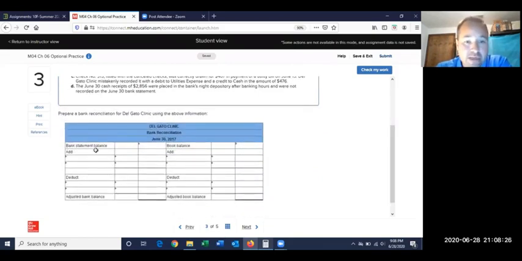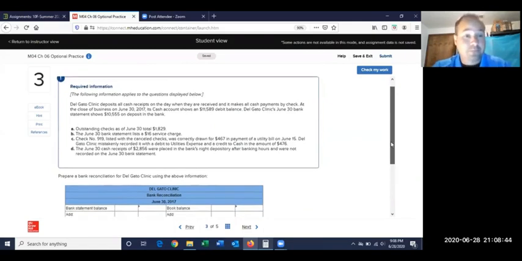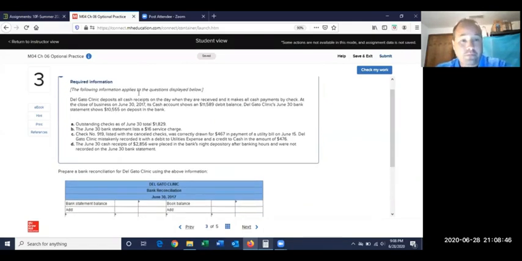See how they have it broken down just like how I did in my Excel. We have it on 2 sides, the bank side and then our side, the book side being our side. And then when it's all said and done, like a trial balance, we want these two to balance at the end. Okay, so let's just take this one step at a time. All right, so we deposit all cash the day we receive it, and it makes all cash payments by check.